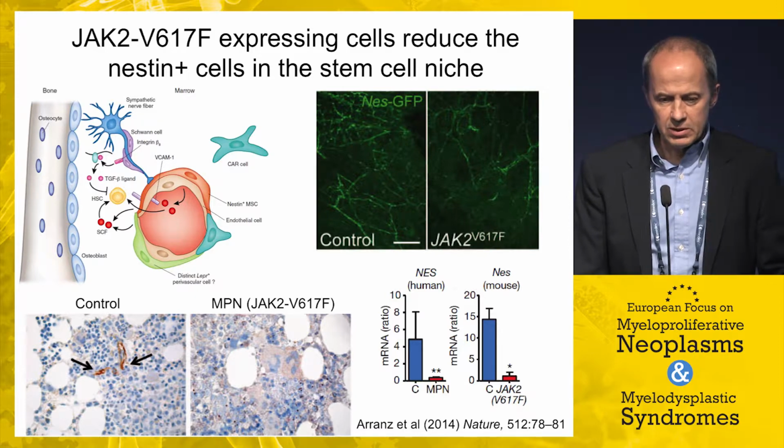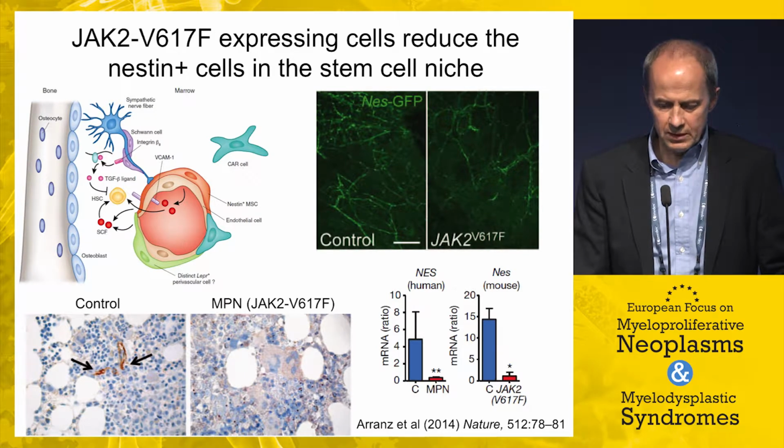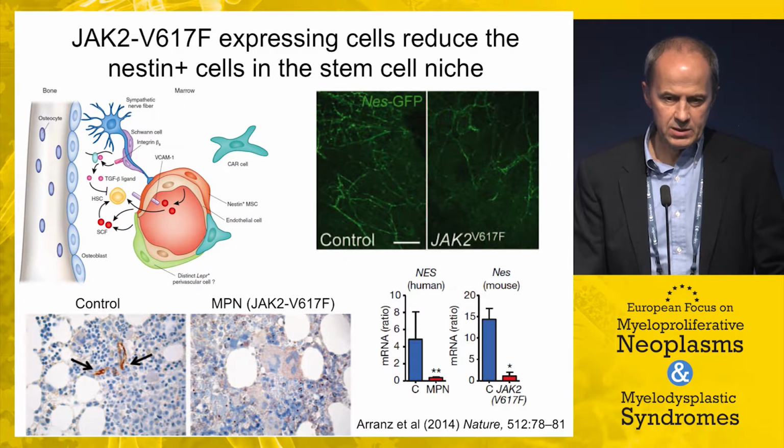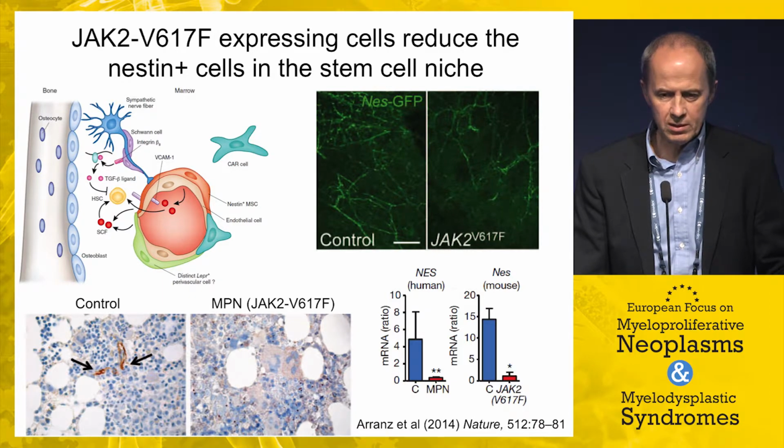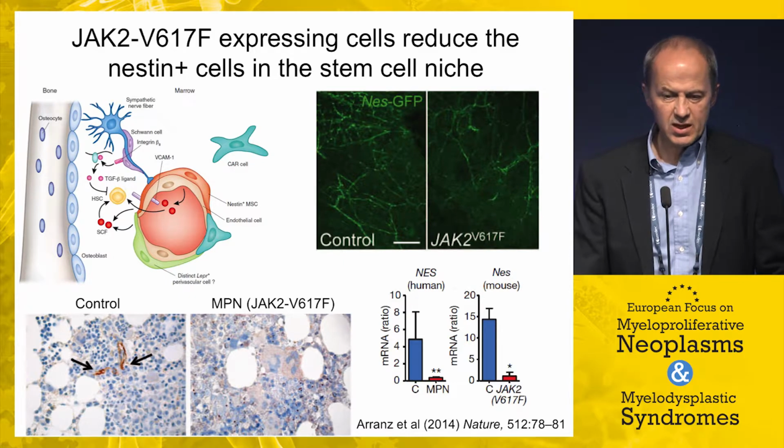We then collaborated with Simon Mendes Ferrer and Lorena Arranz in Madrid, and they have been able to show that in fact, also in the mouse model, when you transplant V617F expressing bone marrow cells into a mouse that has these nestin positive cells labeled in green, then you get a decrease in these nestin positive cells. This can also be shown at the level of RNA. These nestin positive cells are essentially massively reduced when the V617F cells are present.